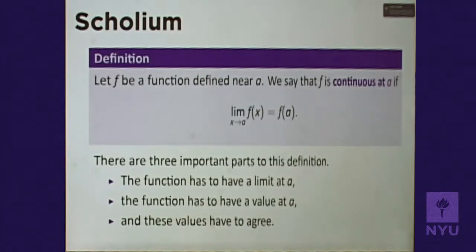So there has to be a limit to the function at the point. There has to be a value to the function at the point. And these two values have to agree. They have to be the same for the function to be continuous.